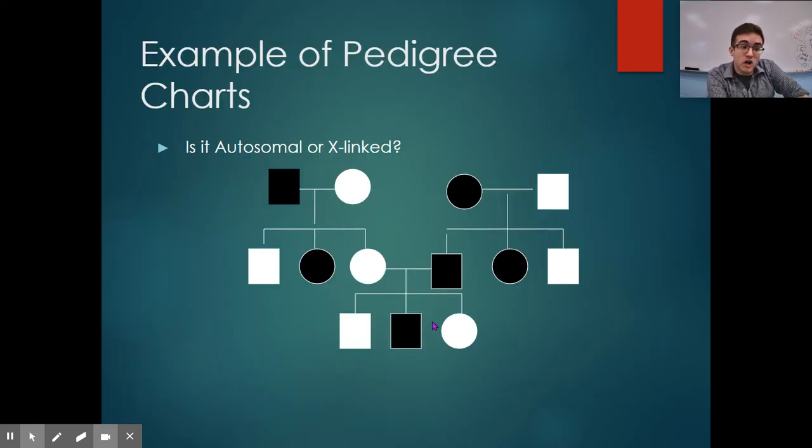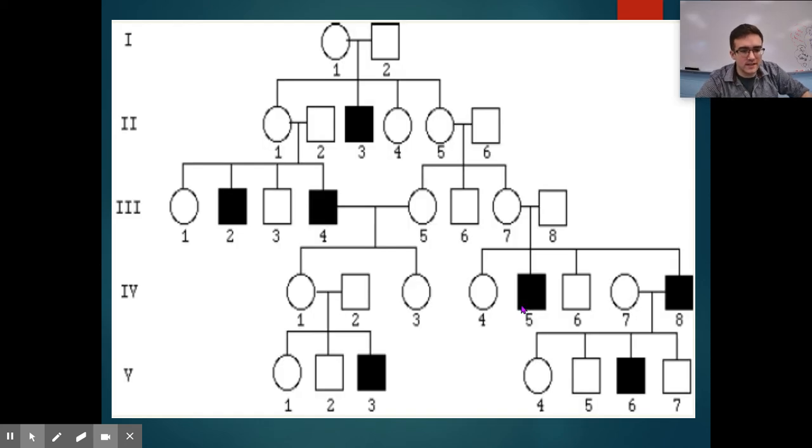So looking at this chart, is it autosomal or X-linked? We look at who's affected by it. There's 1, 2, 3 males that are affected and 3 females. Since it's a 50-50 split between males and females, the trait is autosomal. If you look at the next one here, there's only males that are affected. With it only being males affected, there's a really good chance that this trait is X-linked. So that's how you determine it.